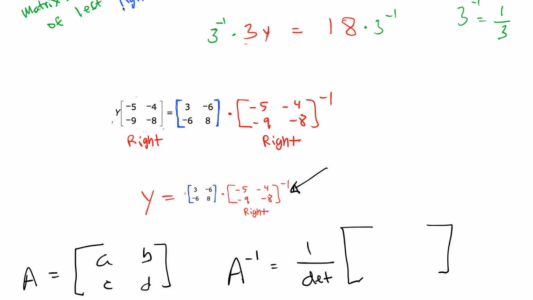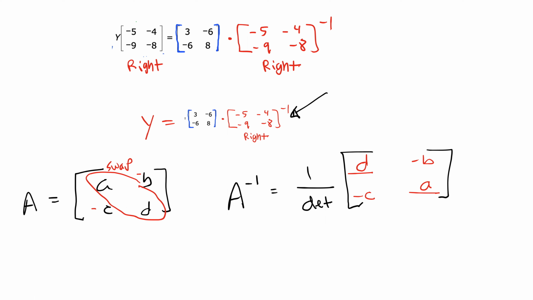you're going to swap the location of these guys. Okay, so if I swap the location of those guys, what goes here and what goes here? D and A, okay? And then you're going to opposite sign these guys. So this would be negative C and negative B. Okay? All right.